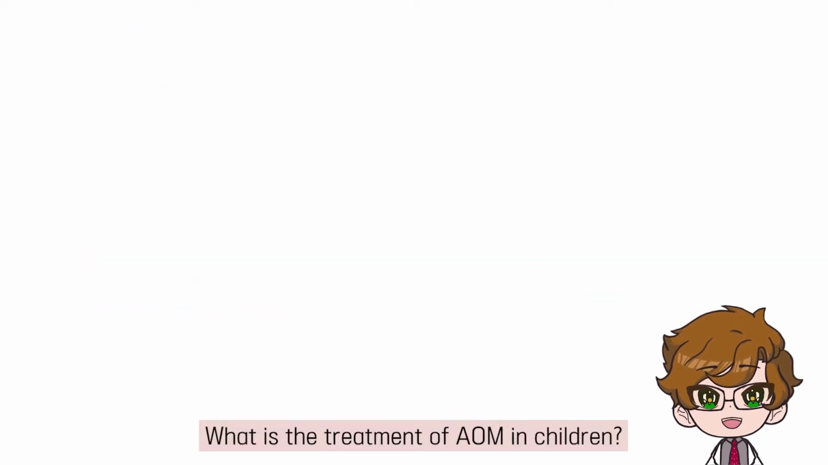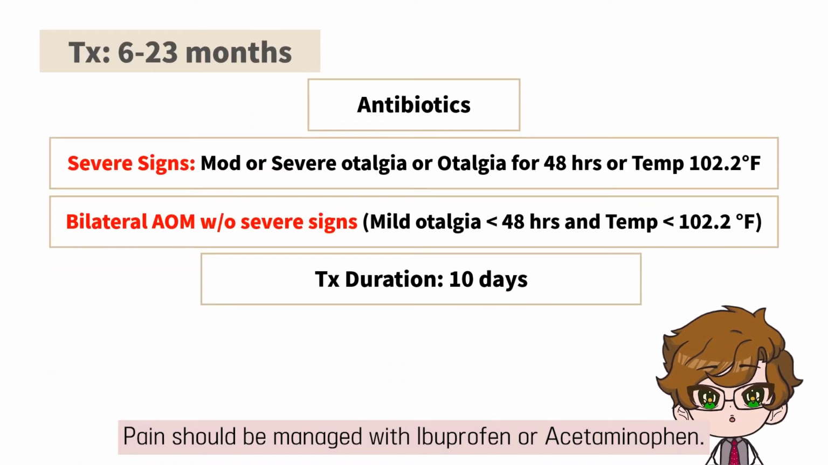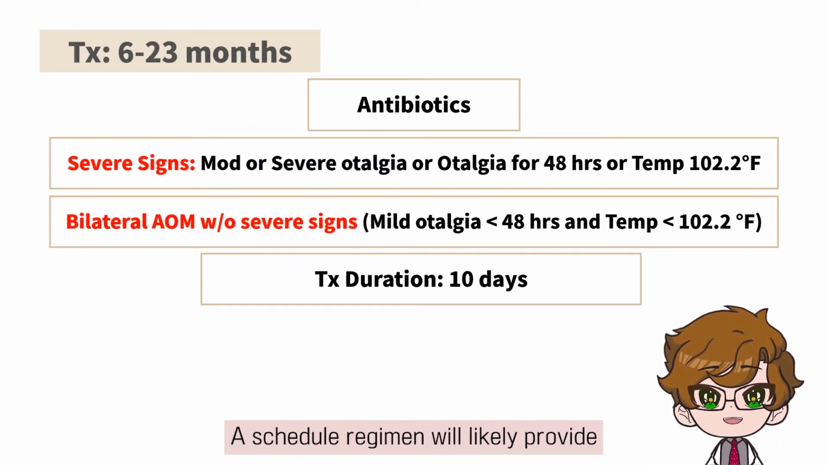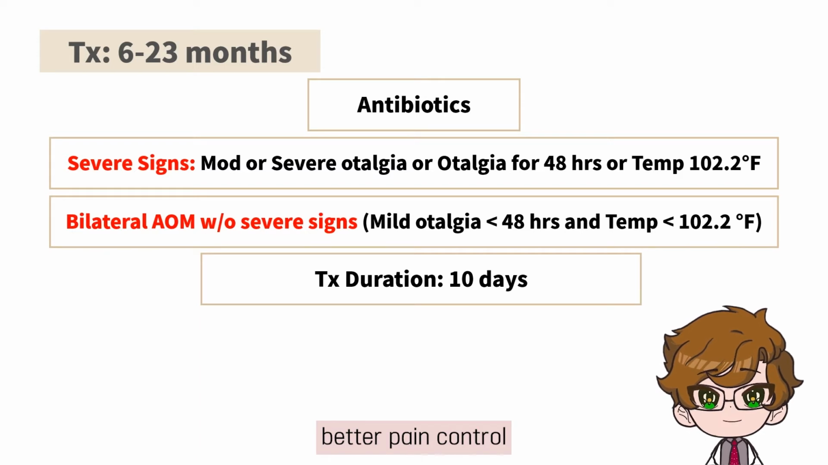What is the treatment of AOM in children? Pain should be managed with ibuprofen or acetaminophen. A scheduled regimen will likely provide better pain control than on an as-needed basis.